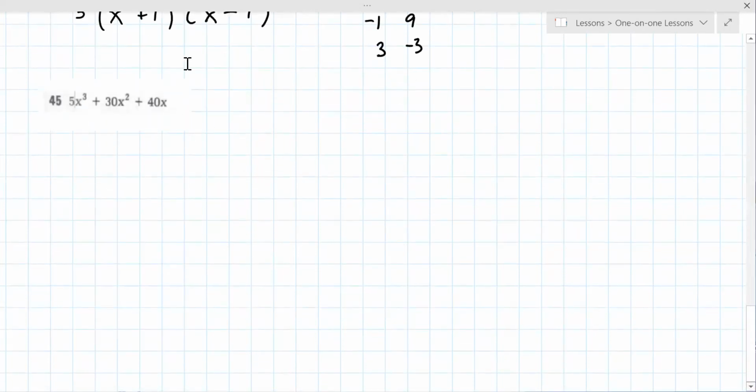All right, so number 45 here. 45 has, actually we're going to do that last. We're going to do a different one first. I'm sorry.